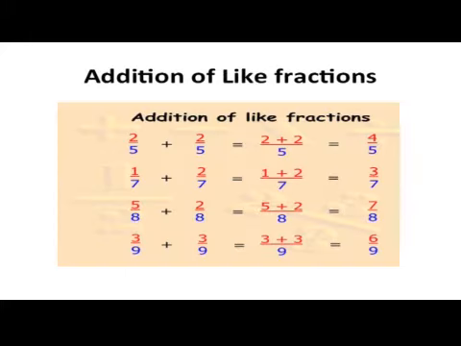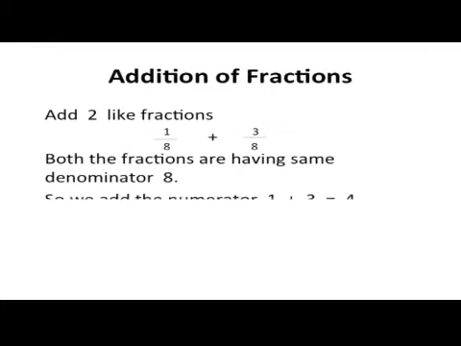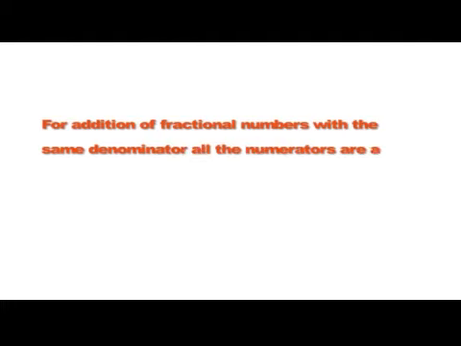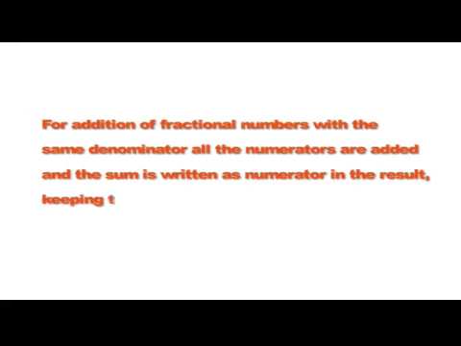Now coming to addition of like fractions. Now we are going to add two like fractions, 1 by 8 plus 3 by 8. Here both fractions have the same denominator 8. So, we add the numerators, that is 1 plus 3 is equal to 4. Therefore, the result is 4 by 8. For addition of fractional numbers with the same denominator, all the numerators are added and the sum is written as the numerator in the result, keeping the denominator the same.